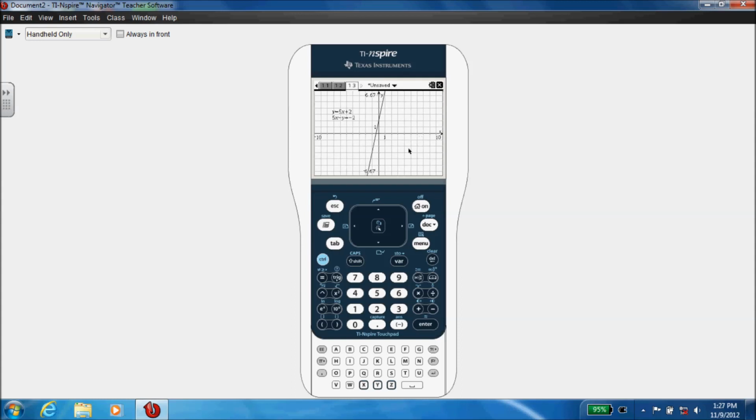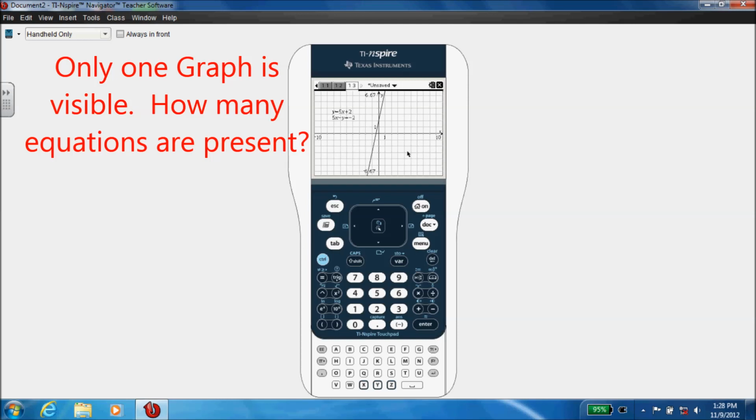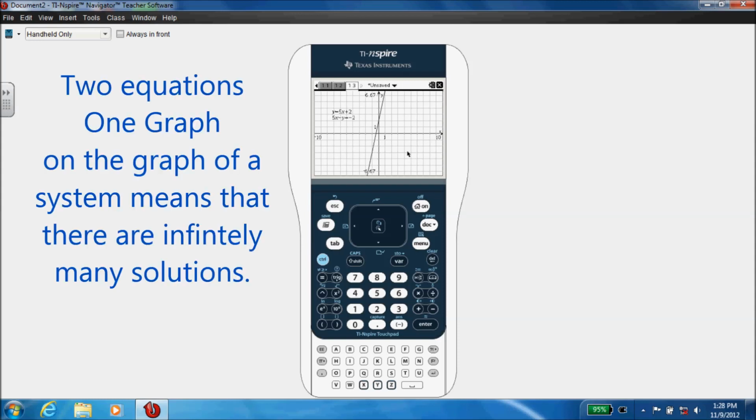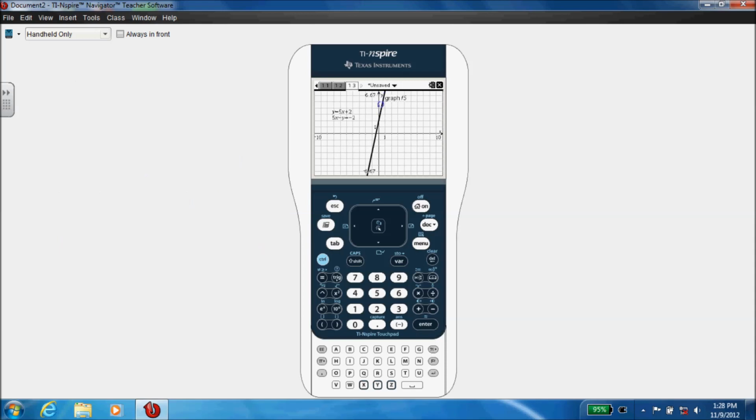There we go. But as you look at this graph, how many lines do you see? You only see the graph of one line, but you see two equations. And so if ever you're in the situation where you have two equations but only the graph of one line, that means that there are infinitely many solutions, because what is happening is both of these two equations are graphing one on top of the other. And so in this case, this is infinitely many solutions.